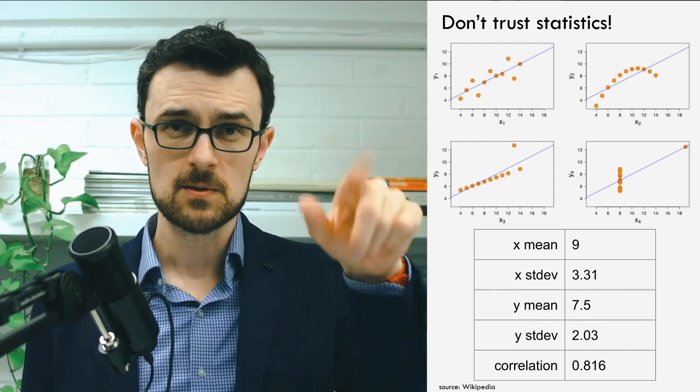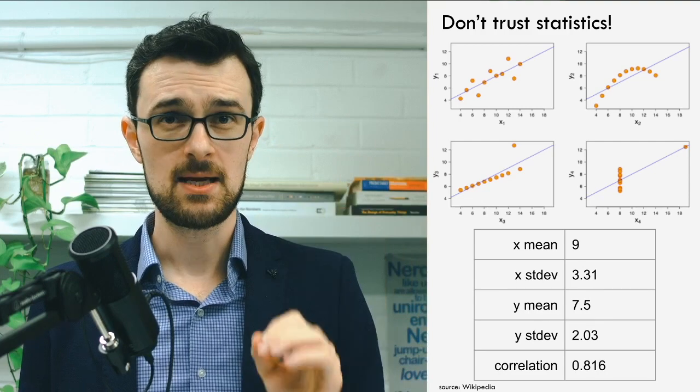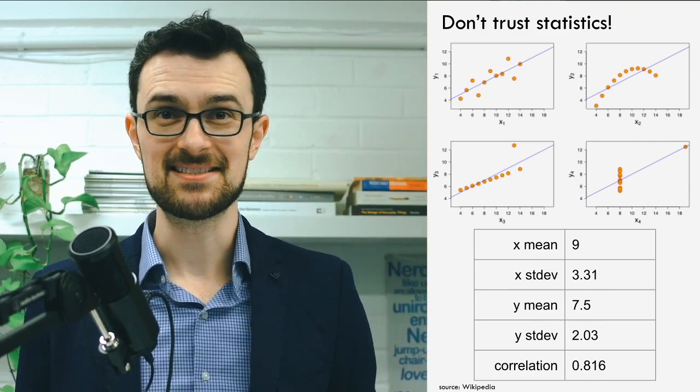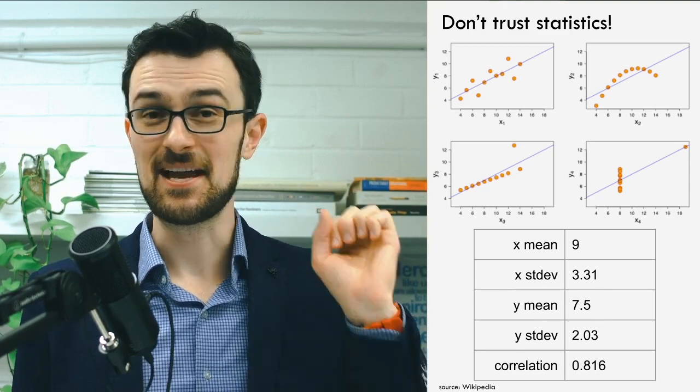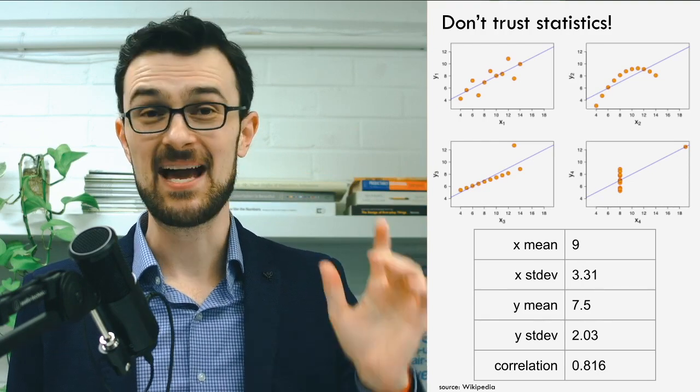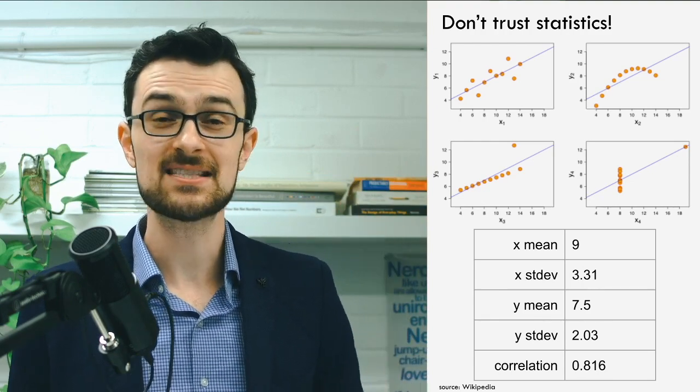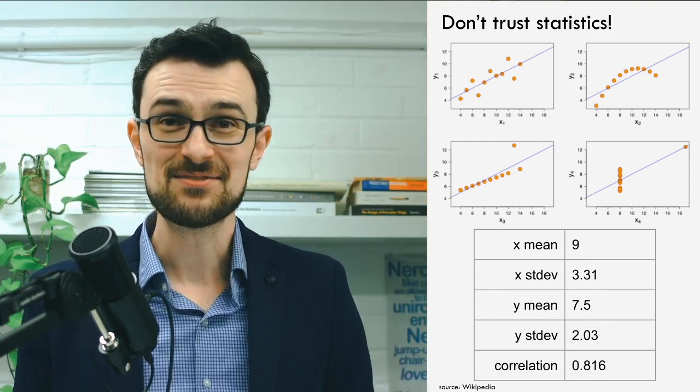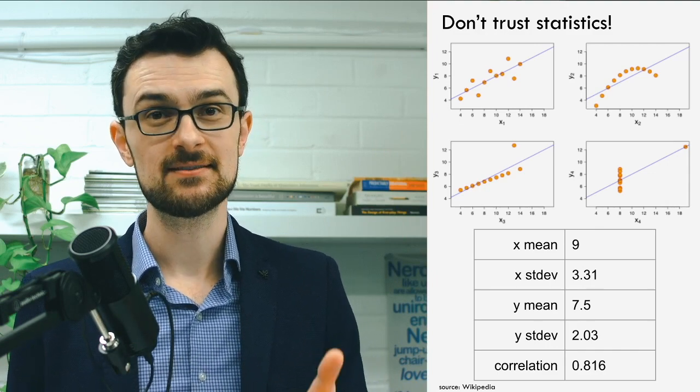So this is a scatter plot, so each one has 2 variables. The x mean is the same. The y mean is the same. The x variance is the same. The y variance is the same. And the correlation between the 2 numbers is the same. But each of them is a completely different data set.